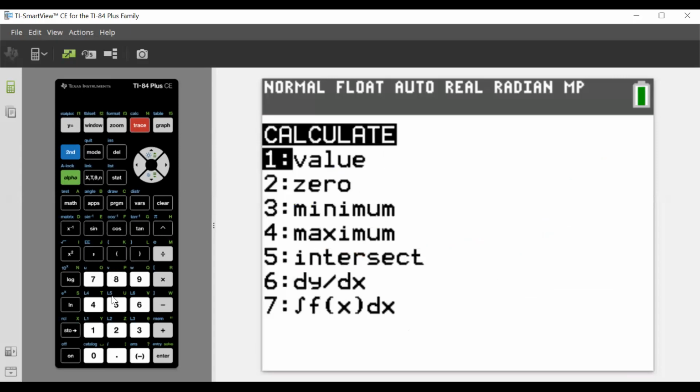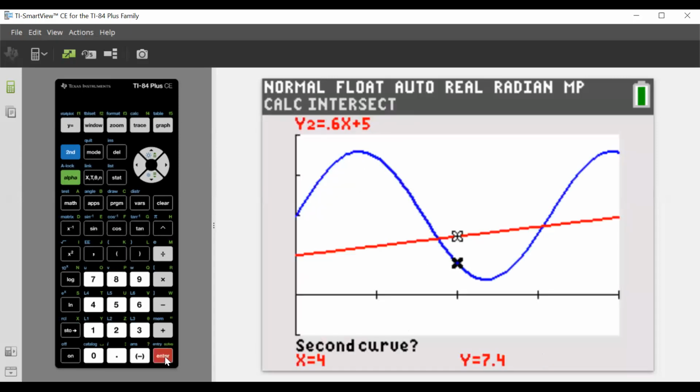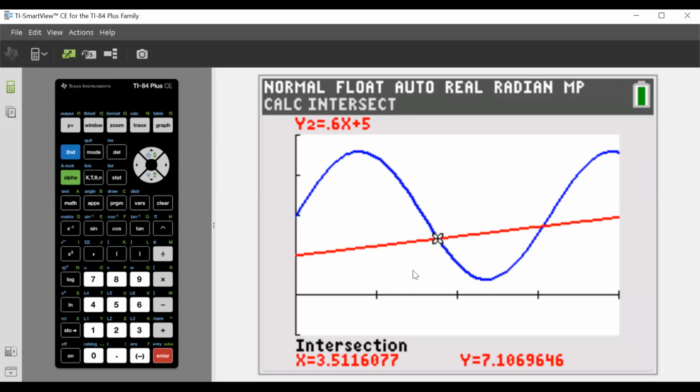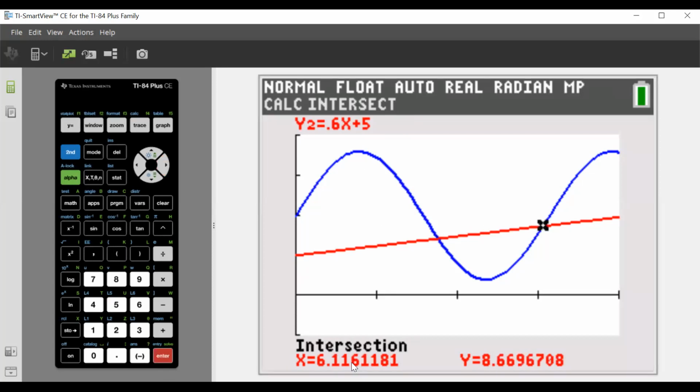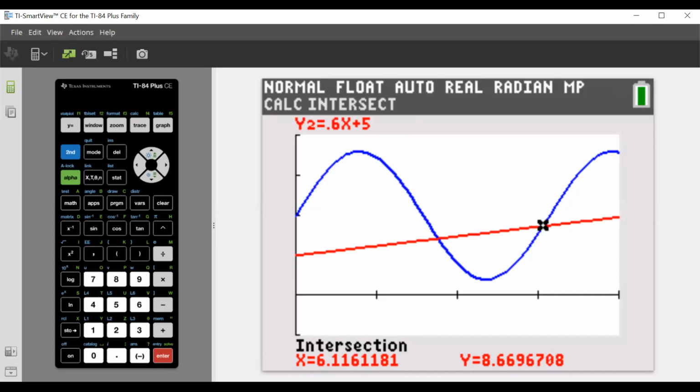So trace 5, sure. So this one we get 3.512 and 7.107. Then we're going to do it again with this one. Now let's choose the same graphs, but now we'll get closer to the other intersection. And our intersection here is 6.116 and 8.670. All right, so let's draw that.